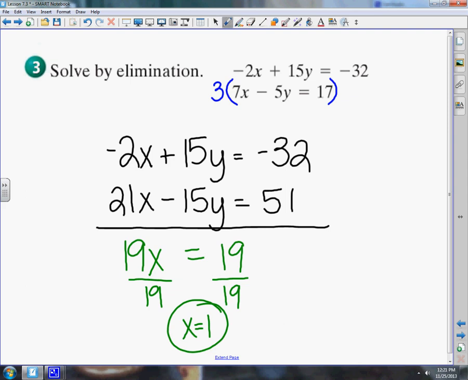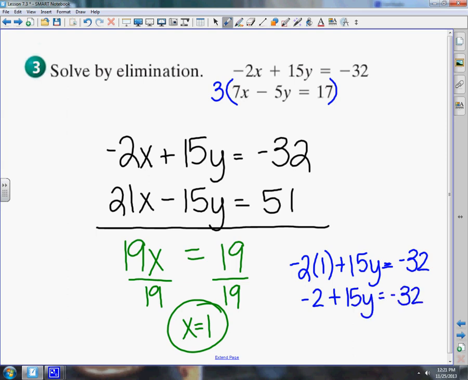Now I'm going to plug 1 in for x in the top equation, and I'm going to do negative 2 times 1 plus 15y equals negative 32. So this is negative 2 plus 15y equals negative 32. And then I'm going to add 2 to both sides. So 15y equals negative 30. Then I divide by 15, so y equals negative 2.